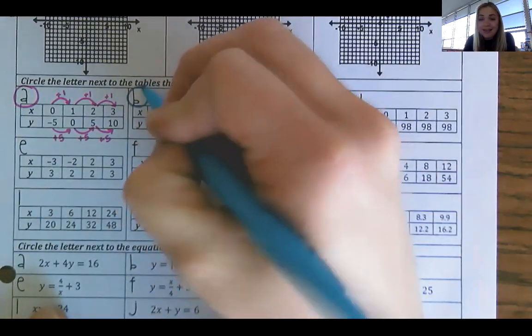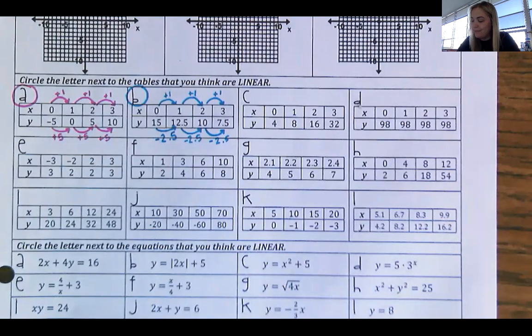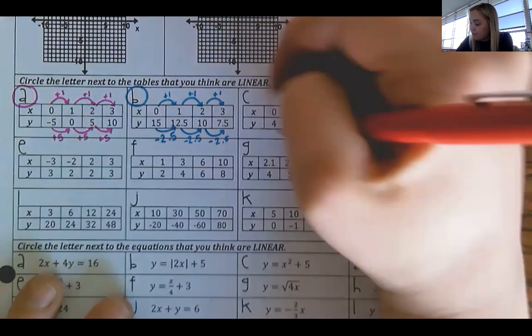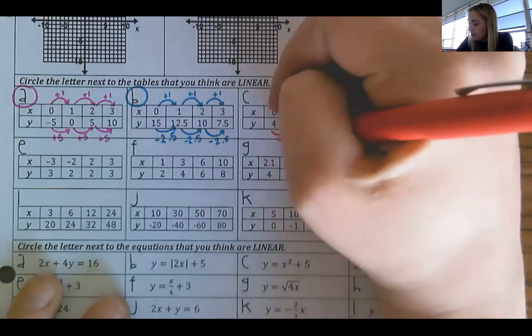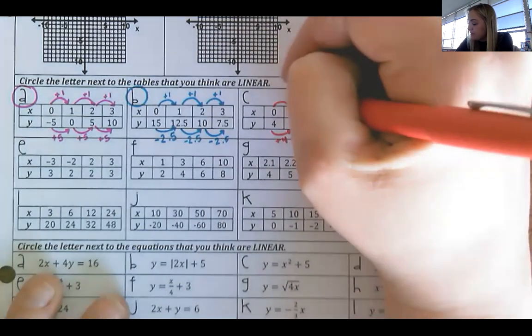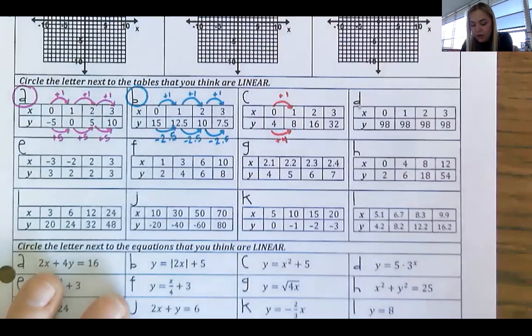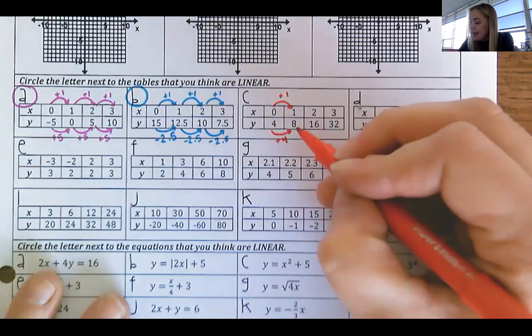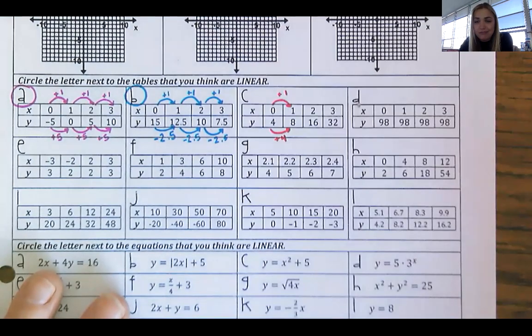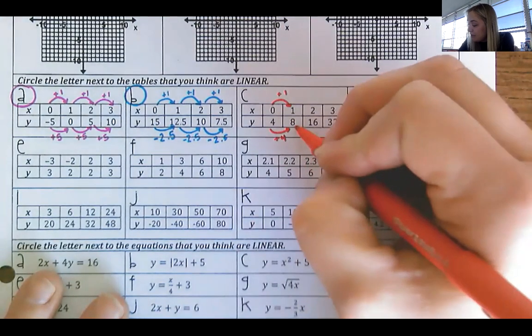Circle B. That is also linear. Okay, let's look at C. If I look at C, I need to go from 4 to 8, which is adding 4, and from 0 to 1, which is adding 1. Okay, then how do I go from 8 to 16? Well, I have to do 8 plus 8.